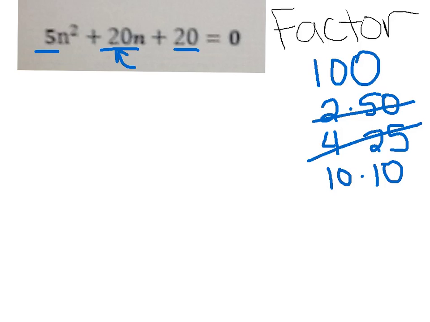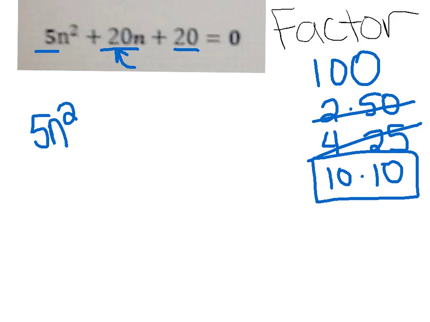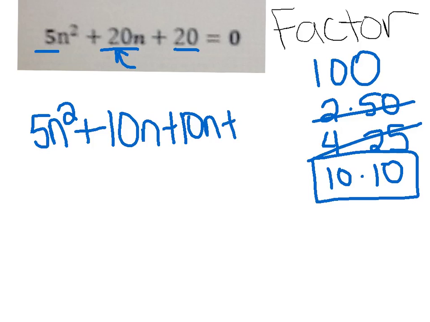Let's look at 10 times 10. 10 times 10 will give us 100, and 10 plus 10 will give us 20. So, we will use the 10 plus 10 factors. So let's rewrite the equation out in expanded form. We'll be left with 5n squared plus, we want to substitute our 10 plus 10 in for 20n. So we have 10n plus 10n in for our 20n, plus 20 will equal our 0 still.